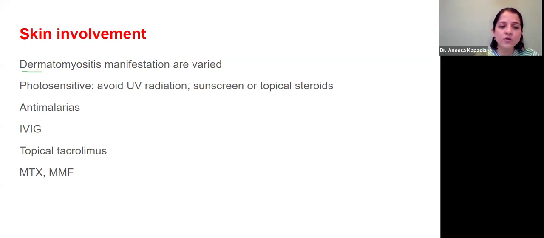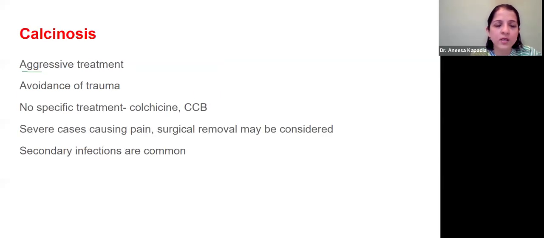And in severe cases, those who develop very bad skin ulceration, which can get infected and even can be life-threatening, we must use IVIG again to sort of control the disease. Other drugs which work are methotrexate and mycophenolate, and we can use them where relevant. Another very important complication which we must always look out for is calcinosis. This often requires aggressive treatment because once calcinosis occurs, it's very difficult to treat it. So we must initially treat the disease itself aggressively.